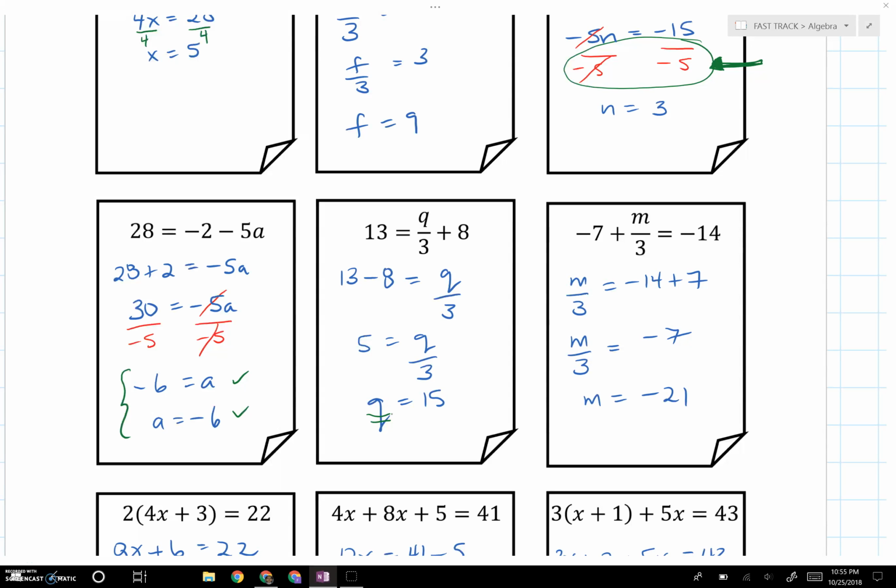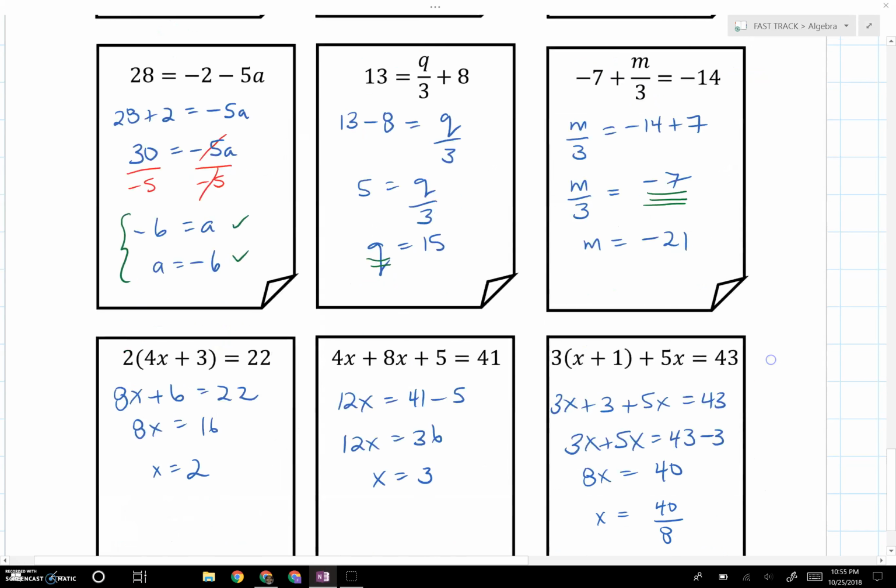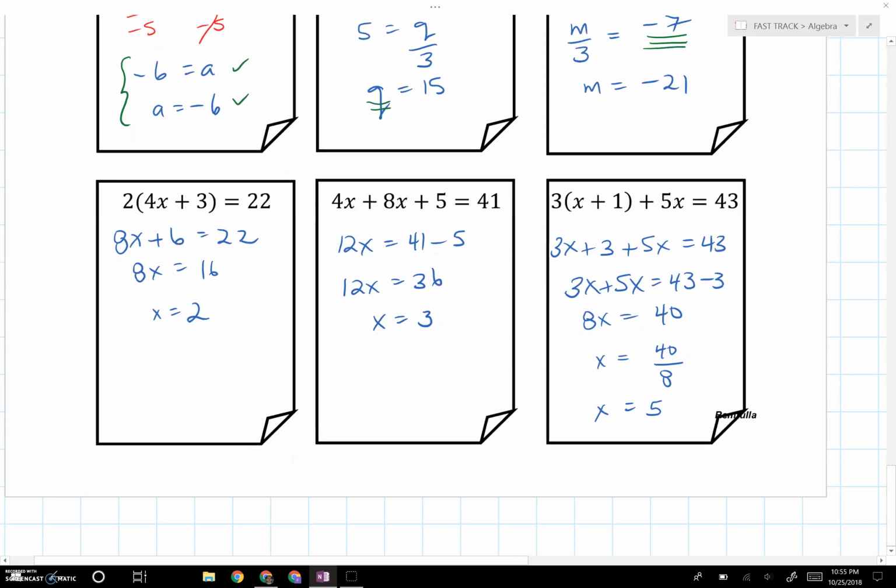In number 6, I added 7. This is probably where the most common mistake is going to happen, is right here. So minus 14 plus 7, you're going to get a lot of strange answers there. But it's negative 7, and when you multiply by 3, you get negative 21. Okay, the last 3, so questions 7, 8, and 9.